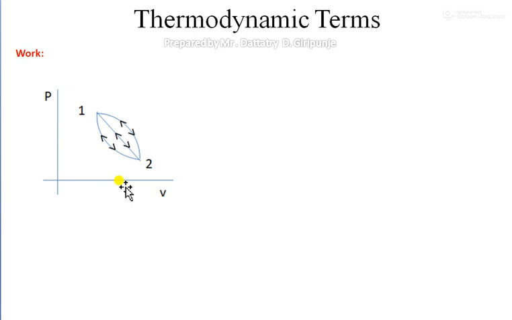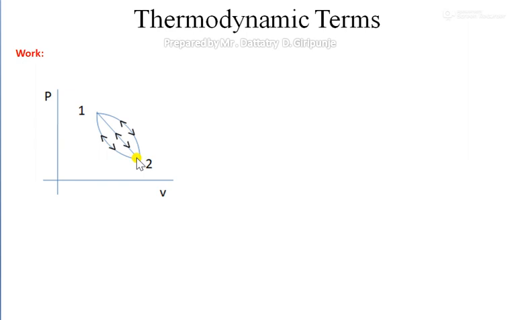The process is carried out between two states, state 1 and state 2. Here I have shown the process done in three ways. Either it may be done by this path, or by this path, or by this path. Don't focus on the directional arrow. We are right now only performing the process from 1 to 2. We are not going back from 2 to 1.